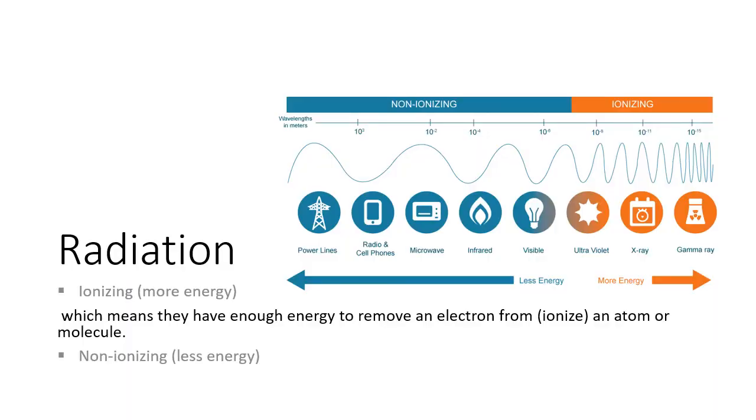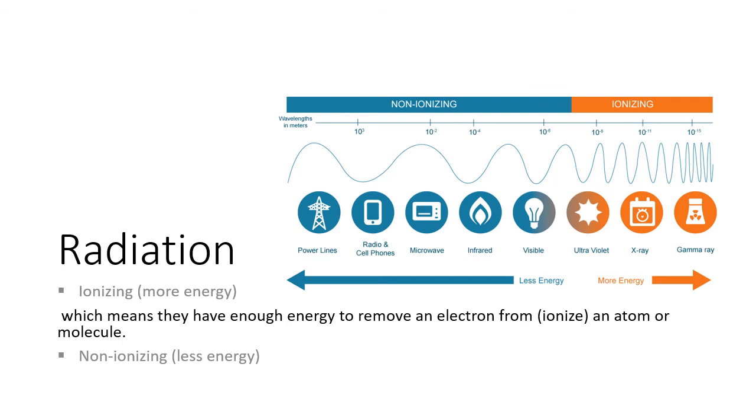Okay, so another form of a physical agent for sterilization is radiation. What I mean by radiation is radiation energy. If it has enough energy to remove an electron from a molecule, then it's ionizing and it has more energy. If it's non-ionizing, then it produces less energy. And in this picture, you can see the difference between ionizing and non-ionizing.